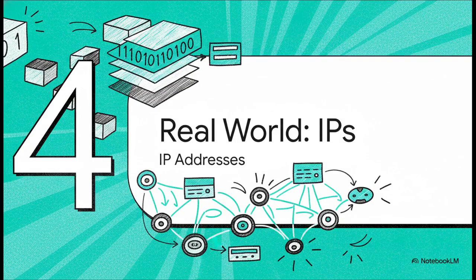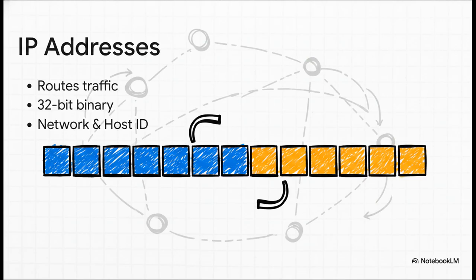Section 4. The real world. IP addresses. Okay, let's ground all this abstract math in a real-world networking application. Every single computing device uses an IP address to route traffic across the internet. Now, you're probably used to seeing IPv4 addresses as a set of 4 decimal numbers separated by dots. But under the hood, computers definitely don't store them that way. That decimal format is really just for our human convenience. Computers store each IP address as a raw 32-bit binary sequence.